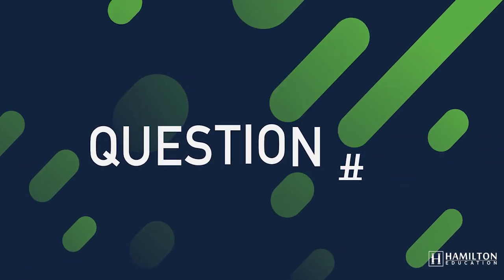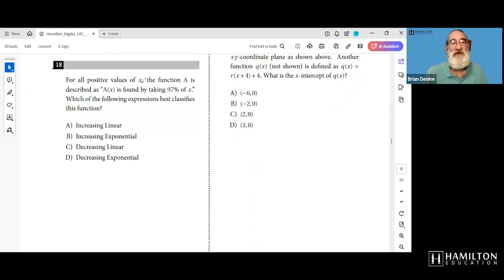Question 18. In question 18, for all positive values of x, the function a is described as a of x equals 0.97x. Note that this is a linear form and that the slope would be 0.97. And 0.97 is a positive number. And so this would be an increasing linear form because slope is positive. So the answer is A.